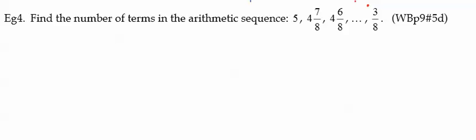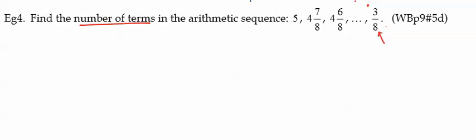Once we understand how to come up with the formula for the general term and how to use that formula to figure out any term in the sequence, we can then go one step further and try to figure out the number of terms when they give us the very last term in the sequence.